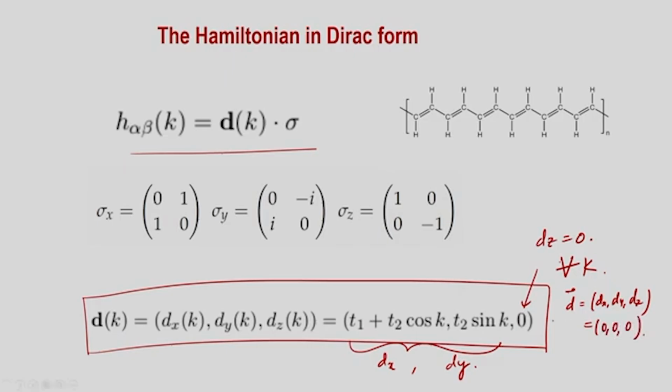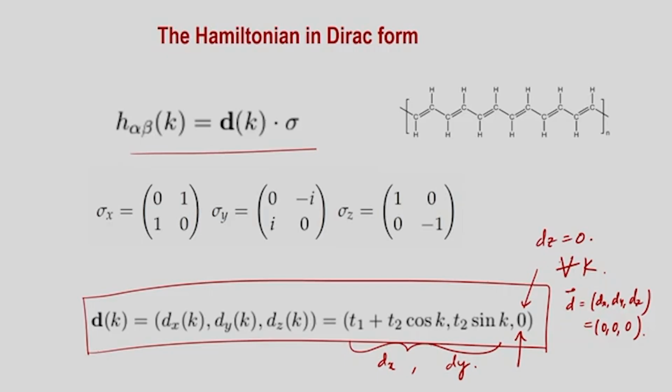Okay. So, this d vector has three components, and each of these components depends upon the k vector, or rather the wave vector, which is of course a scalar because it is a one dimensional wave vector. In fact, dz being equal to 0 gives rise to the topological properties.